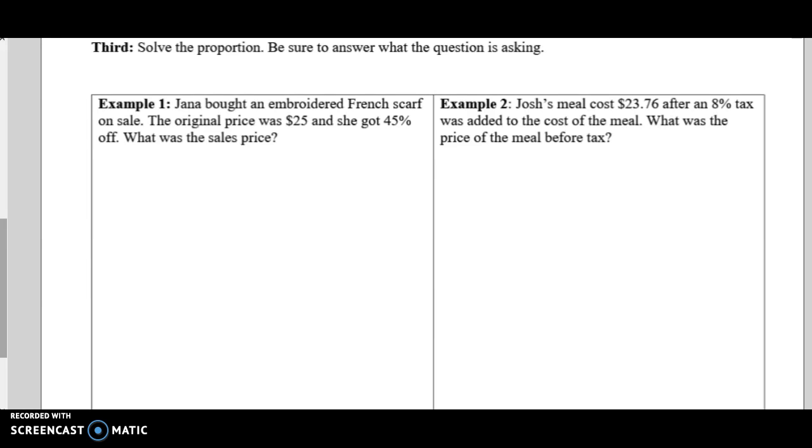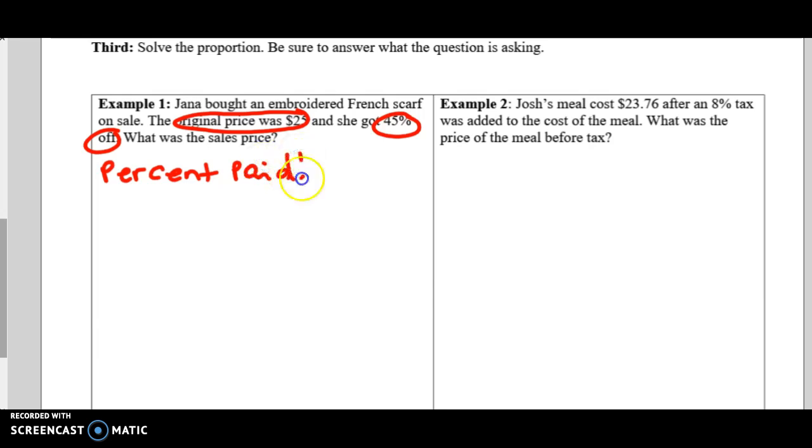Example 1. Jana bought an embroidered French scarf on sale. The original price was $25, and she got 45% off. What was the sales price? This is a discount, so to find the percent paid, we need to subtract. I'm going to do 100 minus 45, and that will give me 55% paid.